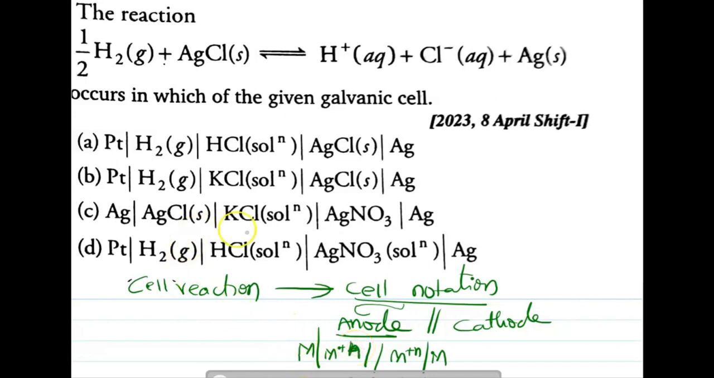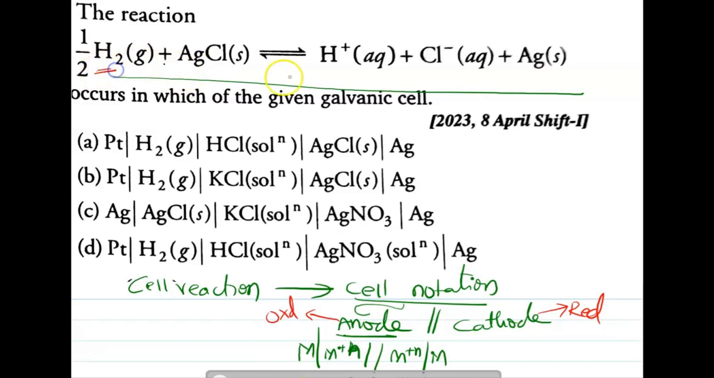So let us select which is anode and which is cathode from this reaction. How to know which is anode and which is cathode? At the anode, oxidation will occur. At the cathode, reduction will occur. So whichever species is undergoing oxidation is acting as anode, and whichever species undergoes reduction will act as cathode.